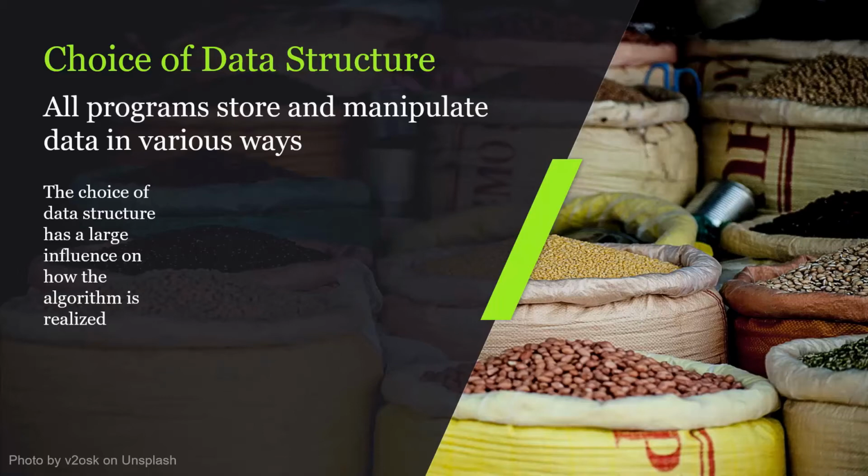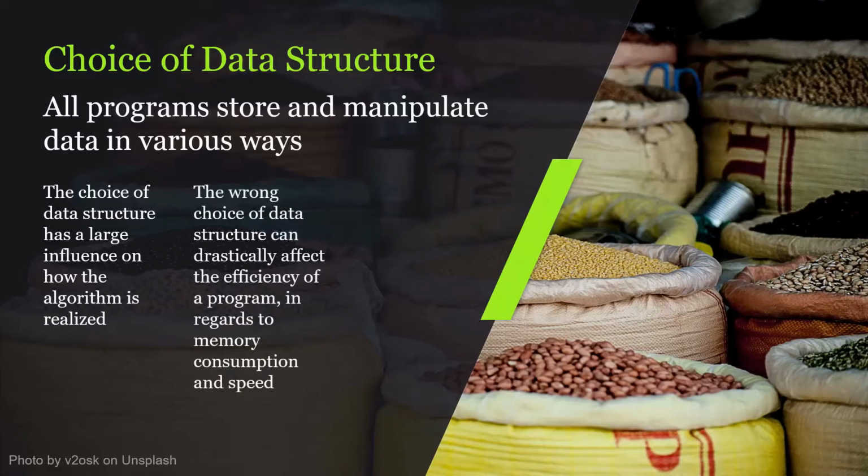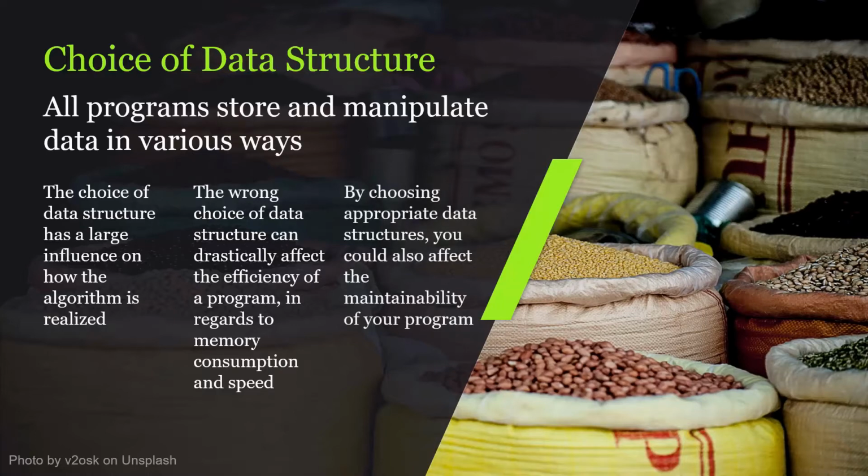But also, if we choose incorrectly, if we choose the inappropriate data structure, we could drastically affect the efficiency of our program, how fast it might run, how much memory it might use. And so by choosing the appropriate data structure, we could also affect the maintainability or the extendability of our program. So some data structures, given certain applications, are easier to maintain and also lend themselves to being expanded. And so as we go through these videos, we're going to talk about these concepts and how different choices interact with different algorithms and how to actually measure those choices and measure those effects.